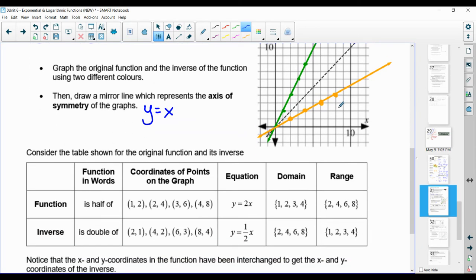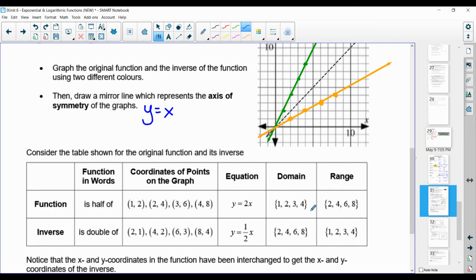All right, so let's take a look at our function here. Or maybe a better word to use here is relation. In this case, these are functions, but sometimes they're not always functions. But if we're looking here, the function is half of, we had our coordinates (1, 2), (2, 4), (3, 6), (4, 8), and our inverse was (2, 1), (4, 2), (6, 3), and (8, 4). The equations for those would be y equals 2x and y equals 1/2 x, and our domain came from what we had written before.